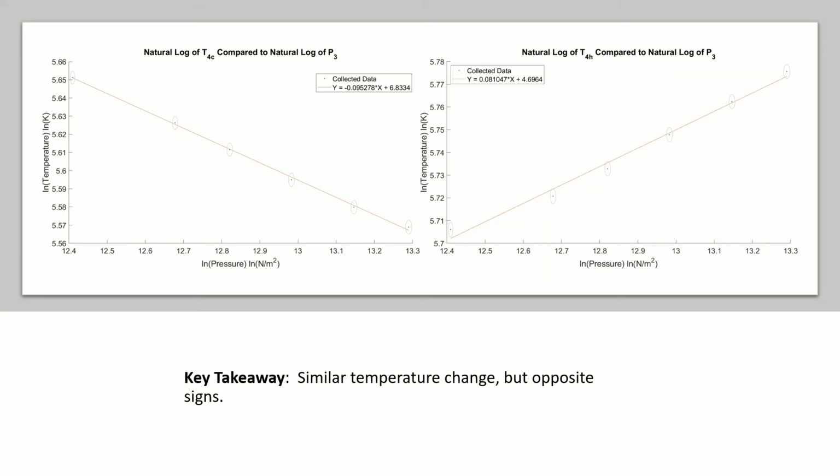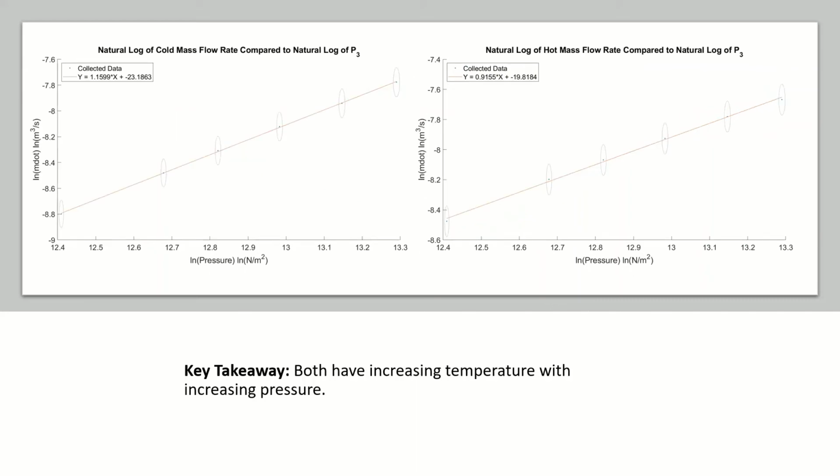Shown here are plots of the natural log of the hot and cold output temperatures versus the natural log of the input pressure, P3. The temperature difference is approximately the same, but with opposite signs. Here are plots of the natural log of the hot and cold mass flow rates versus the natural log of the input pressure, P3. The slopes of these graphs are similar, as V dot does not depend on temperature.